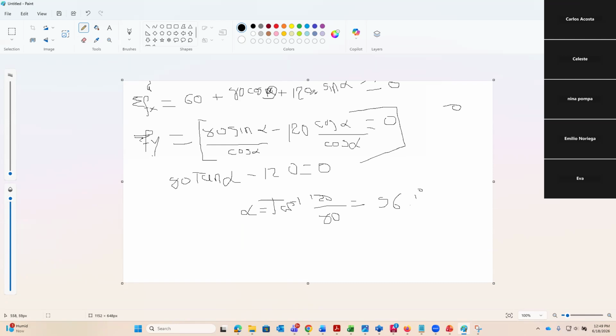That's it. They're only asking us to find alpha. See, it looks pretty complicated, but it's just following the concepts. Questions, concerns, so we can move to a different one? No questions? Let's move to a different one.